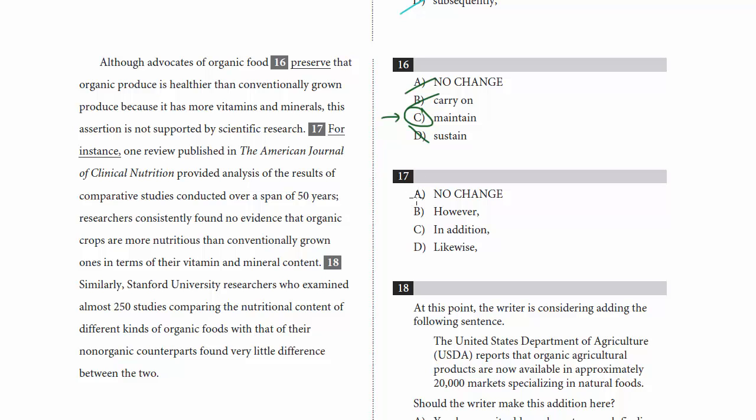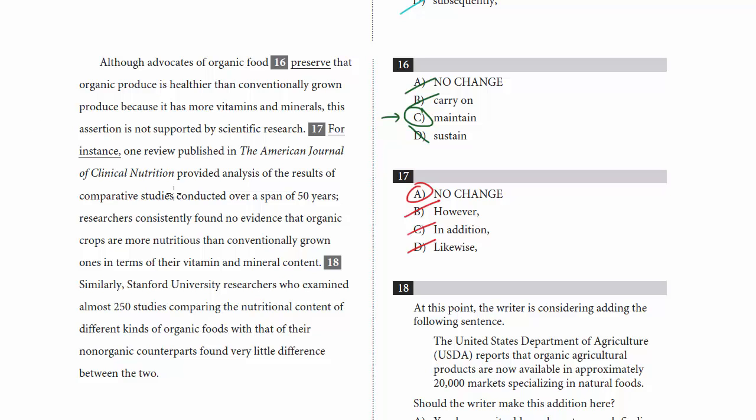This is an example. However shows contrast. We don't want contrast here, we want an example. In addition would be if we were giving an additional example, but this is the first example of a more general statement discussed previously. Same thing with likewise. Likewise, in addition, both build off of some previous assertion or statement and give another example of it, but this is giving a first example, so we need something like for instance, which is choice A.